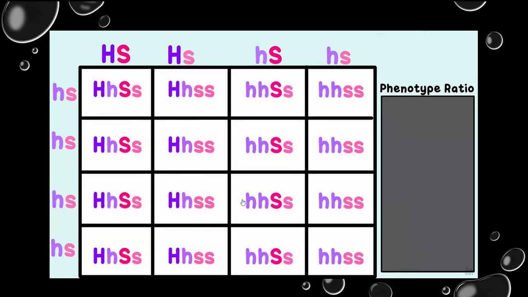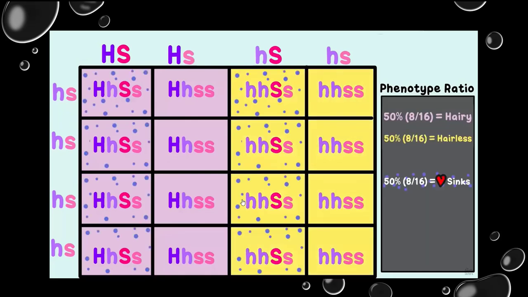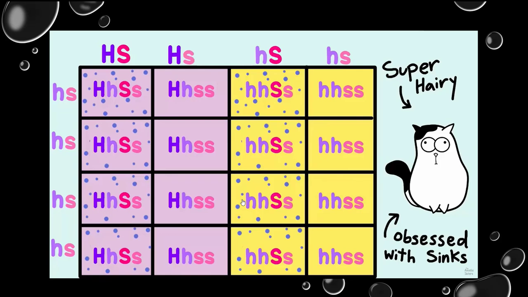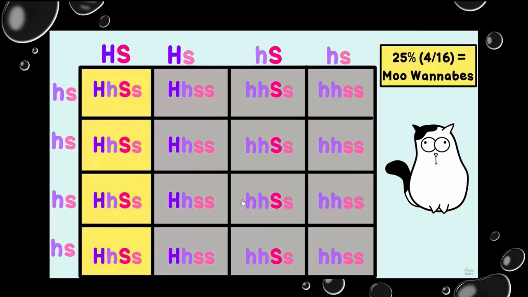Now, what about phenotypes? Well, half of the cats here have hair, and half of the cats here don't. But with dihybrids, often you are asked about both traits. For example, what is the chance that there would be a kitten that has the same phenotype as our Moo? Moo has hair, and he likes sinks. Well, it's a 4 out of 16, 25% chance, that a kitten would have the same phenotype as Moo.